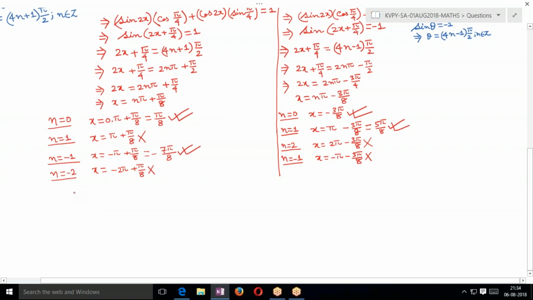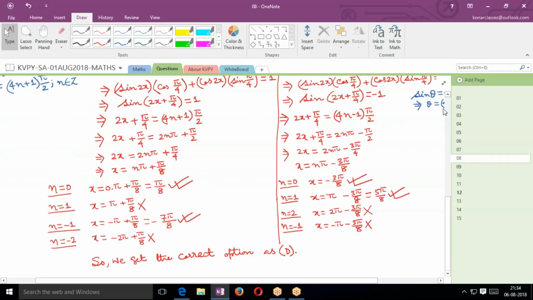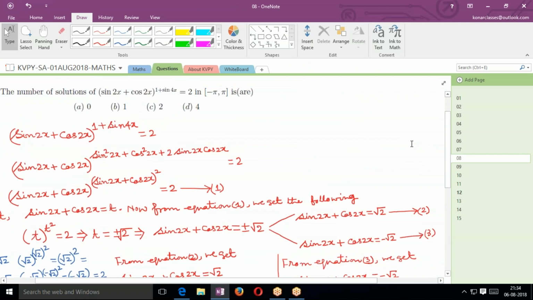Such questions can only be answered by trying and checking n values. But you need to do it very fast. I explained it because there is no other optimized way to do it. So we get the correct option as D. And this kind of question generally comes in JEE Main as well. Whenever you see this type of question, where you need to find the solution within a range, this is the procedure.